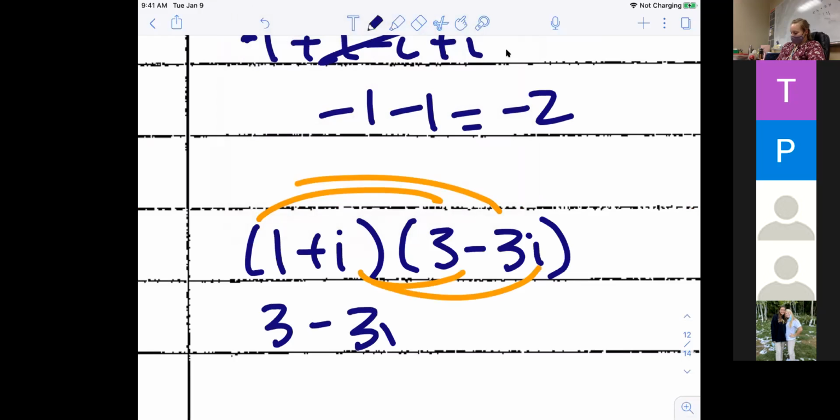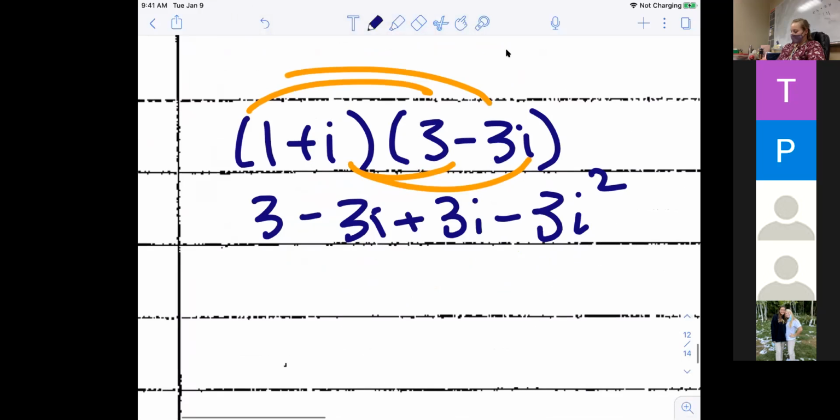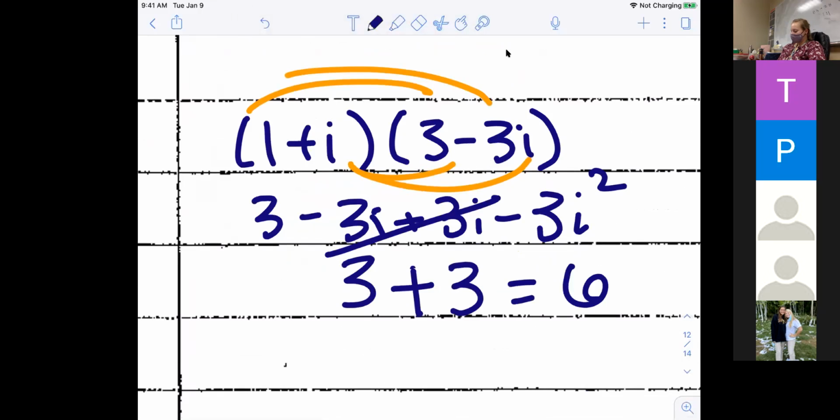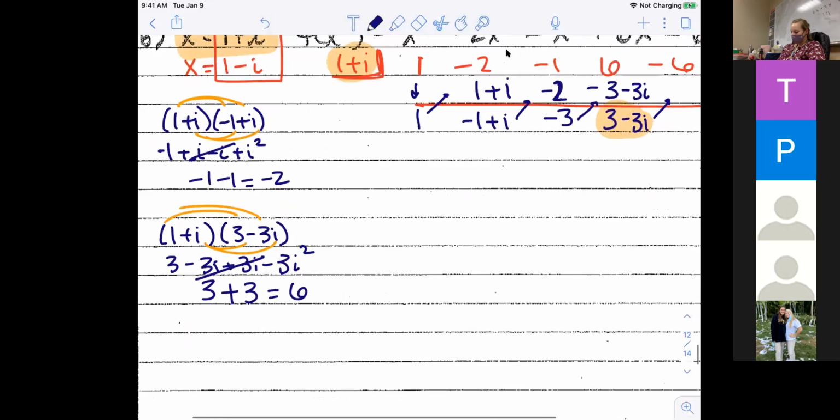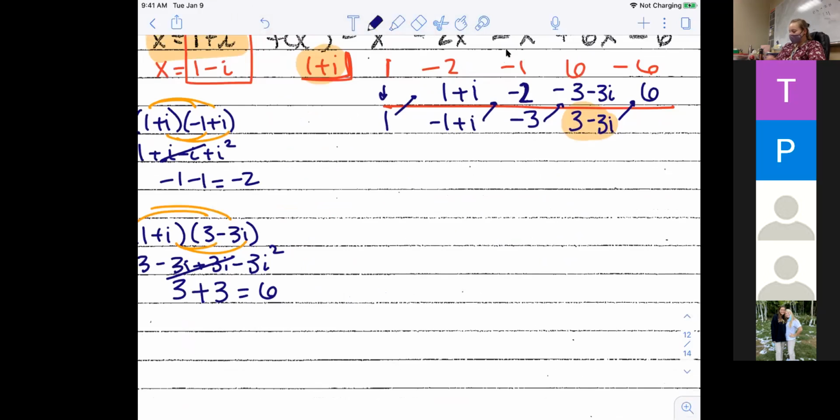Three minus 3i plus 3i minus 3i squared. The i's cancel. Negative 3i squared becomes positive 3. Very good. And then 3 plus 3 is 6. Nice, I could put 6 under negative 6. Solid, it equals 0, which is what we want it to equal, right? If it didn't equal 0, we would have a problem because then it wouldn't be a factor.